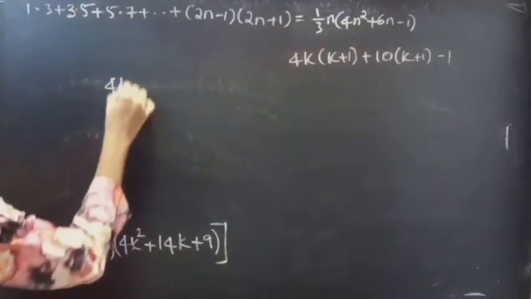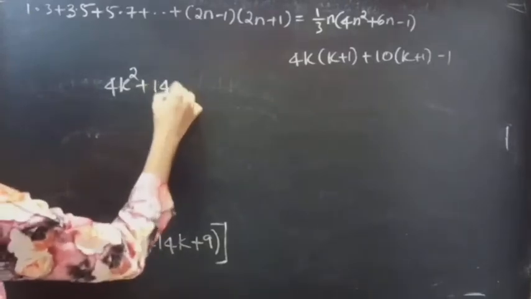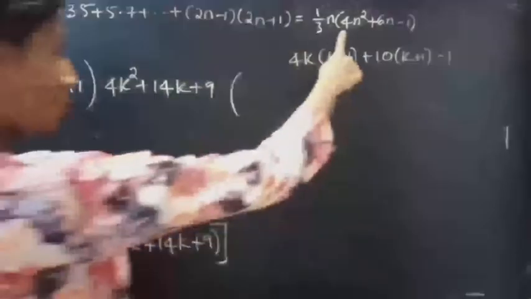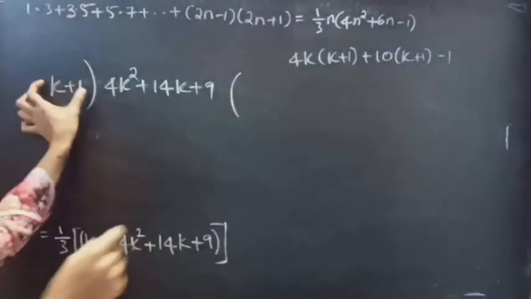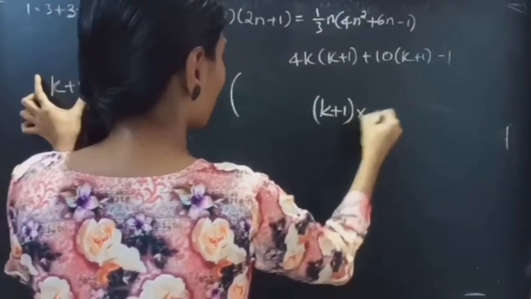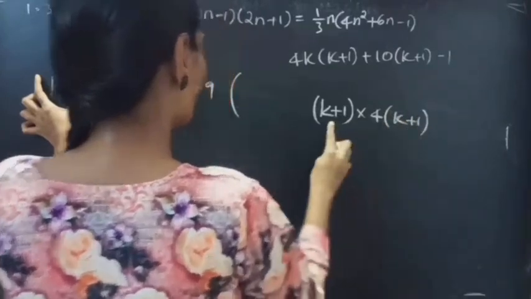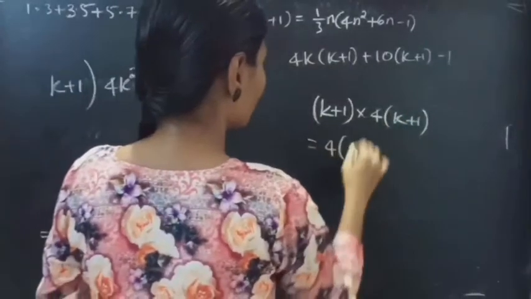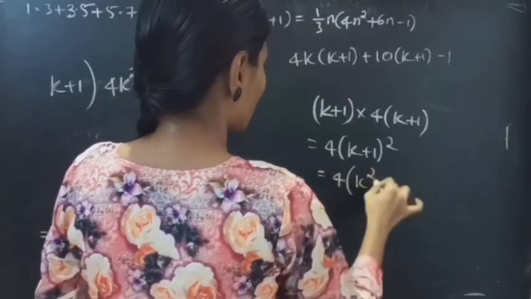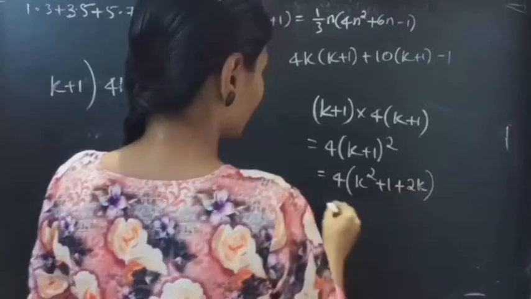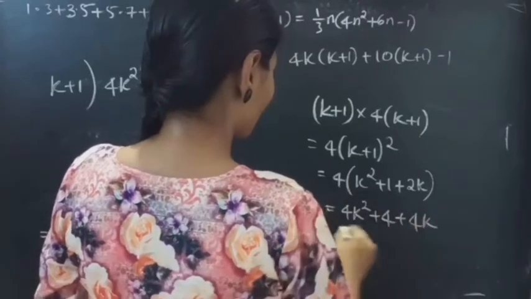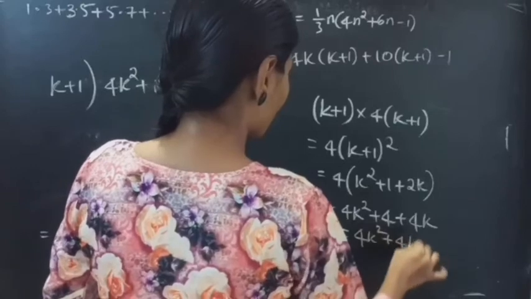Divide 4k square plus 14k plus 9 by k plus 1. See, you need to get in terms of 4 into k plus 1 whole square, right? You're having k plus 1 as your divisor. So you'll multiply 4k into k plus 1 to this divisor. Then you'll get 4k into k plus 1, the first term. 4k into k plus 1 equals to 4k square plus 4k.